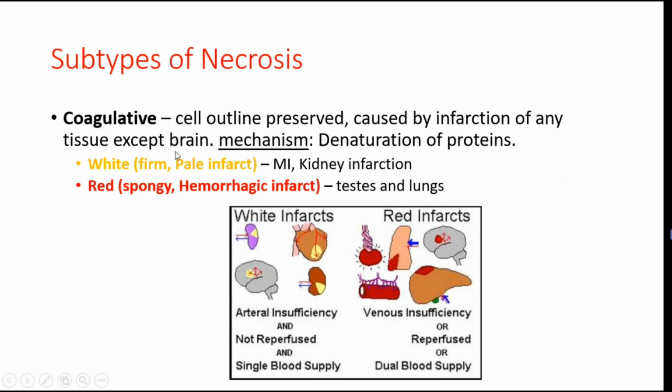And the nature of the scar tissue after coagulative necrosis is it's harder and paler, basically a firm and pale infarct compared to the original tissue. And why is this firm or harder? Because of the denaturation of proteins present there. And the most common example for a white pale infarct would be myocardial infarction and kidney infarction. And the most common examples for a red hemorrhagic infarct would be testes and lungs due to the dual blood supply. You see a picture of brain here, but you do not speak about brain over here. You speak about brain in the next slide.